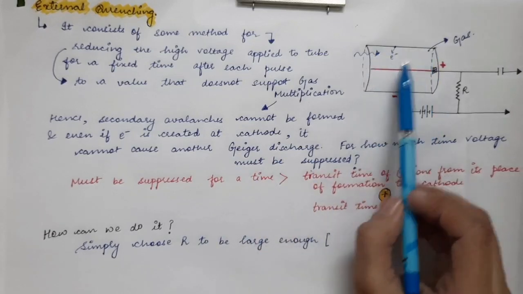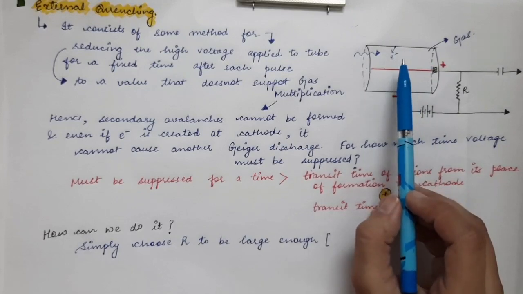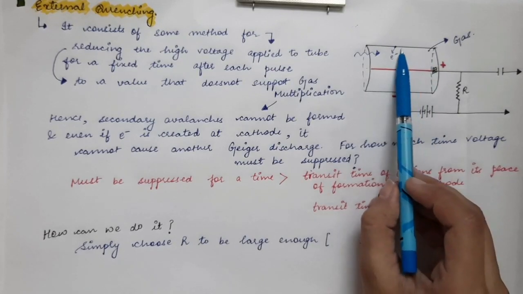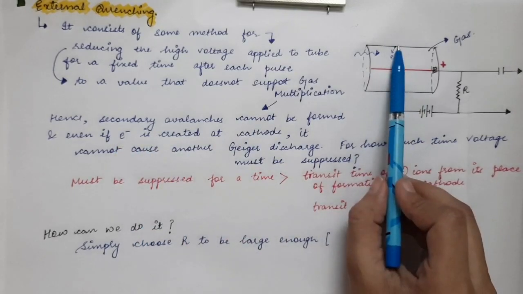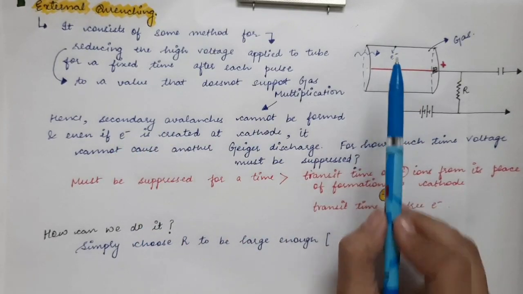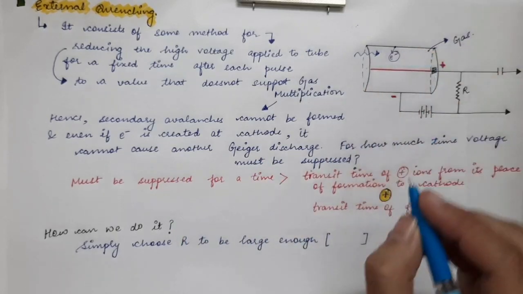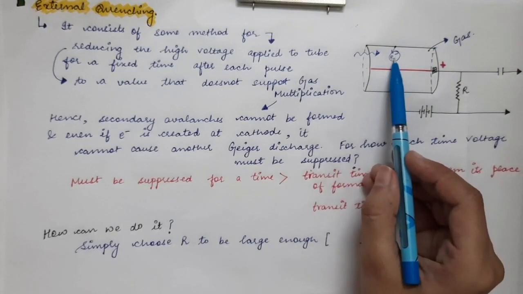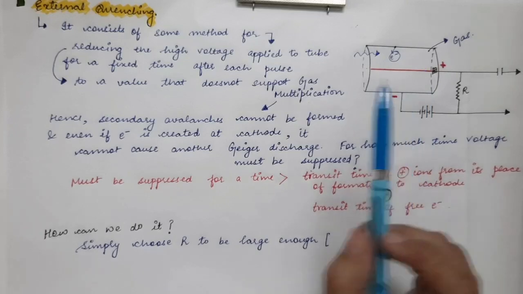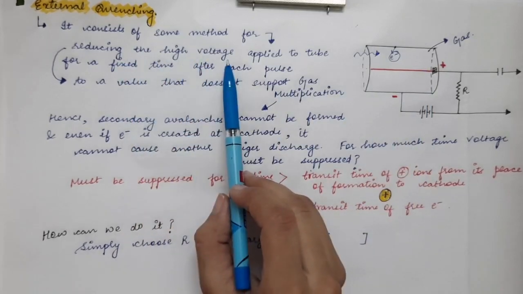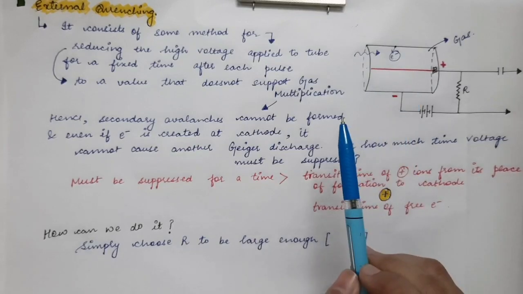Firstly we reduce the voltage so that positive ions hit the cathode wall with less energy. And even if an electron is released from the cathode wall, the Geiger discharge cannot occur due to this electron, because for the electron to cause Geiger discharge, the electric field strength must be high, and we have reduced the high voltage already. So this electron will not cause further Geiger discharge.